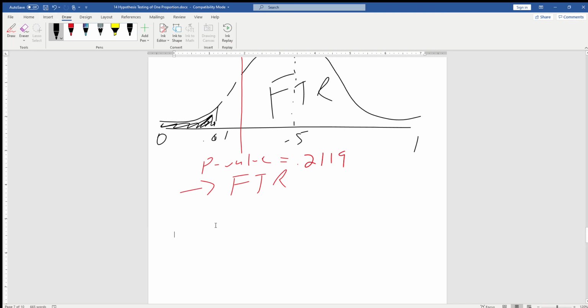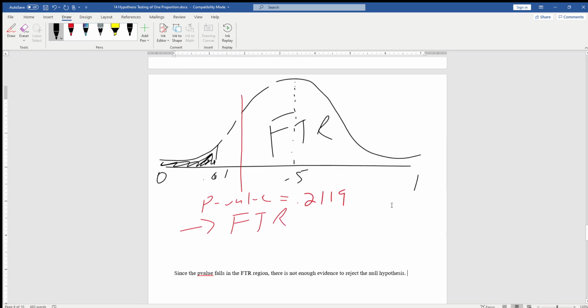So I'm going to type that out. We're going to say, since the p-value falls in the fail to reject region, there is not enough evidence to reject the null hypothesis. If the p-value were to fall in the reject region, then there would be enough evidence.